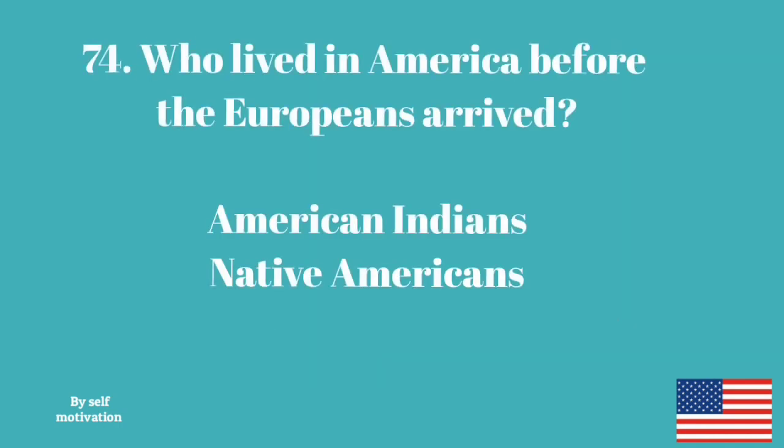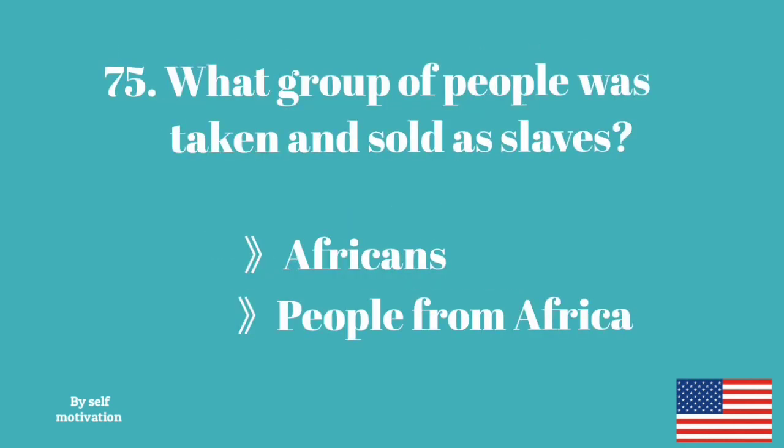Who lived in America before the Europeans arrived? American Indians. Native Americans. What group of people was taken and sold as slaves? Africans. People from Africa.